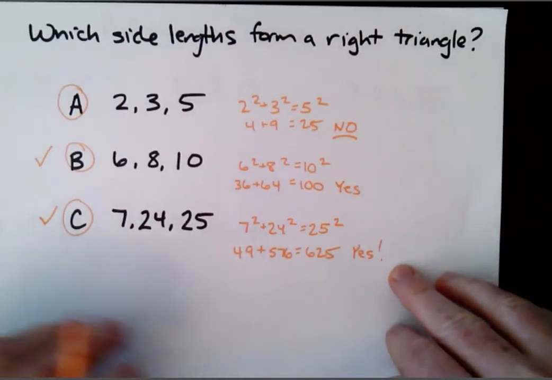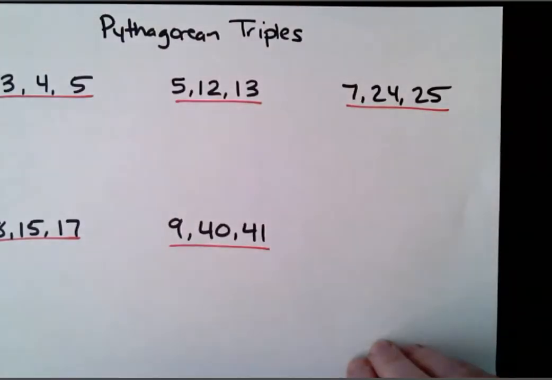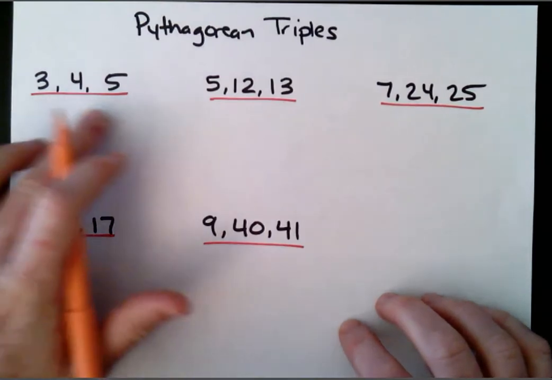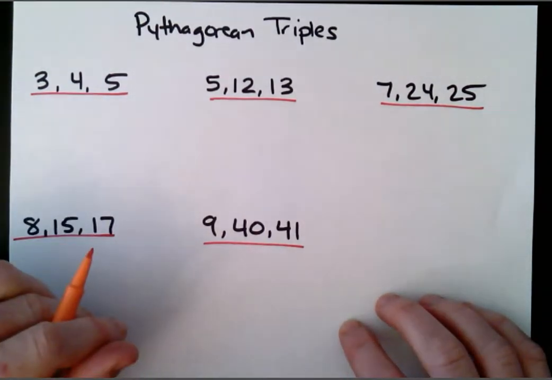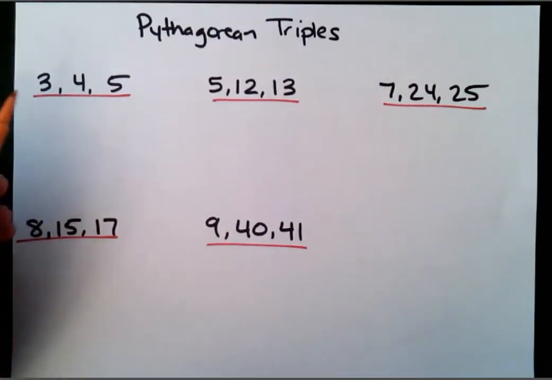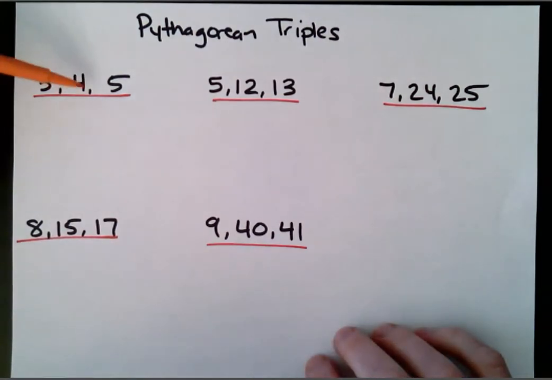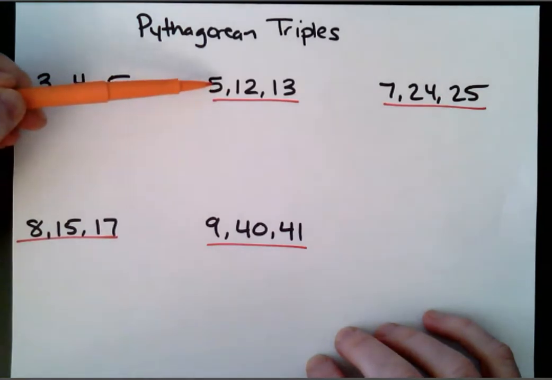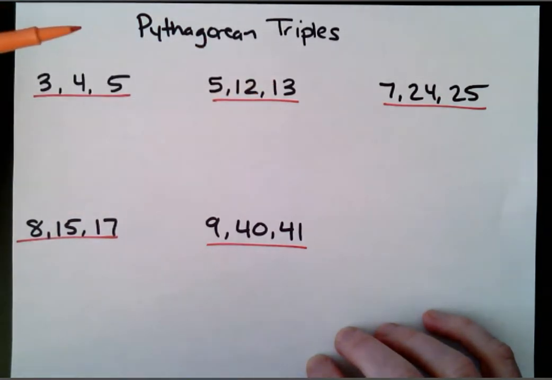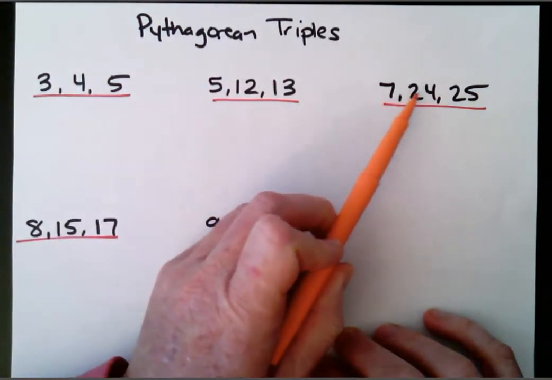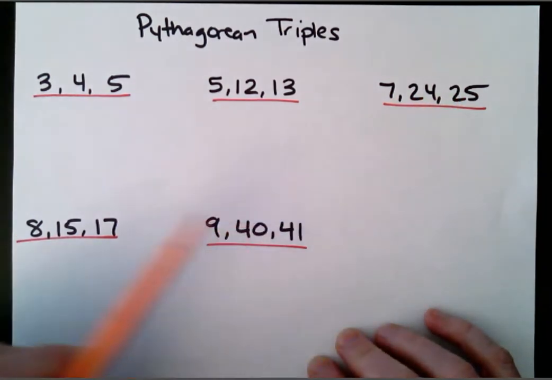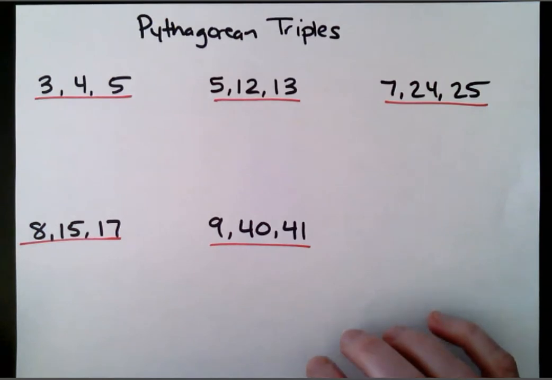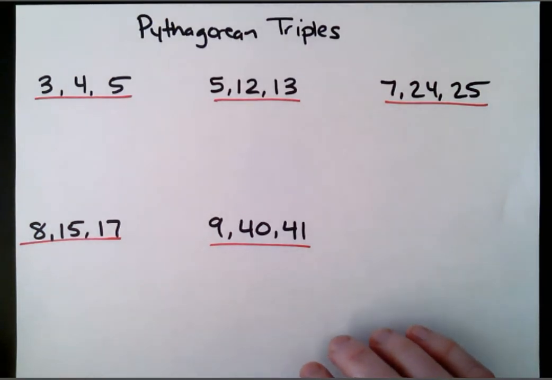Okay, quick comment. There are these things called Pythagorean triples. They are sets of integers that form a right triangle. They're just good to memorize. 3, 4, 5 is a Pythagorean triple. 3 squared plus 4 squared equals 5 squared. 5 squared plus 12 squared equals 13 squared. 7 squared plus 24 squared equals 25 squared, etc. These show up a lot in your mathematics textbooks, in math problems.